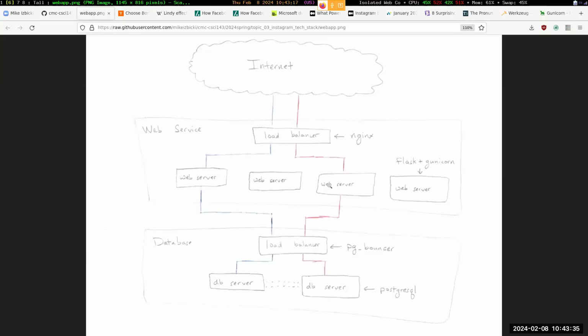In these boxes down here, these are the different services that Instagram uses in its back end. There's this larger box up here talking about the web service idea, and then at the bottom, the database.